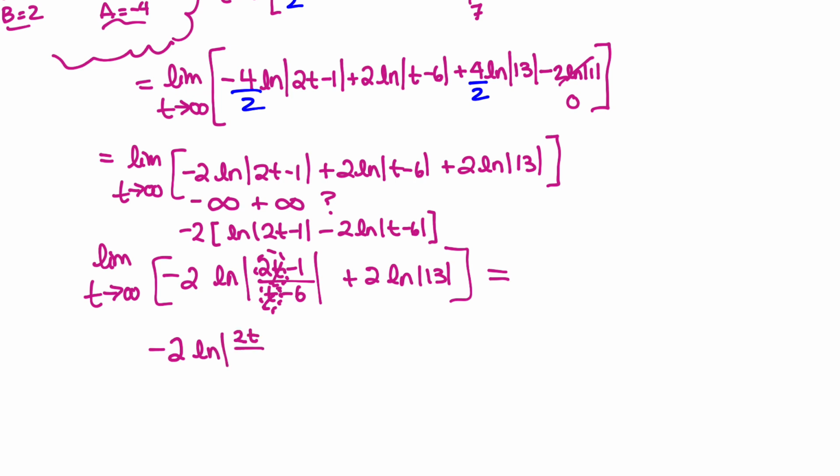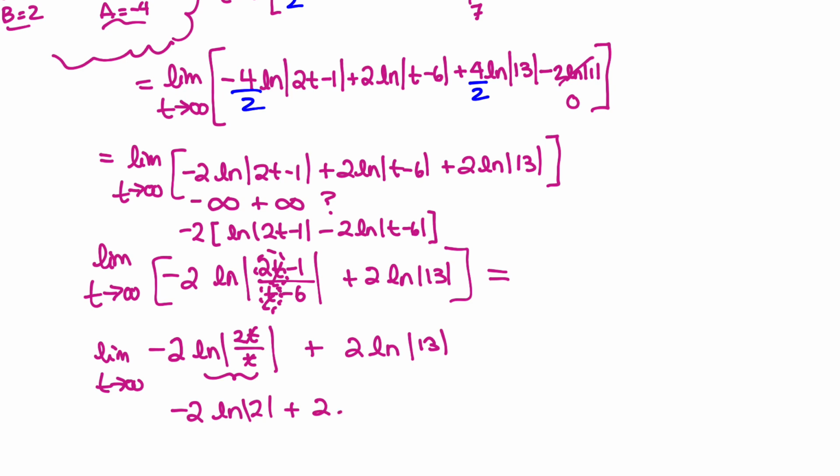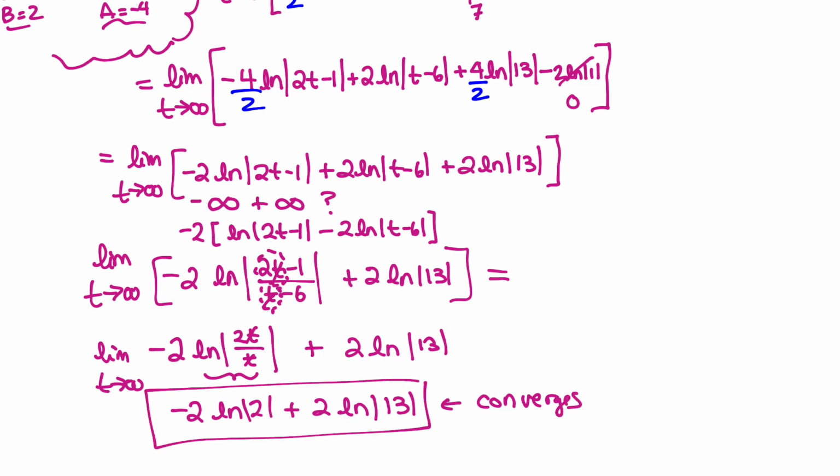I am focusing in on this limit right here. I already know what this part is over here. Hopefully you guys are all agreeing with me and getting the right thing. This, as t goes to infinity, just goes to the natural log of 2 plus 2 times the natural log of 13. We would say that this integral converges. And that should be the answer that WebWork takes.